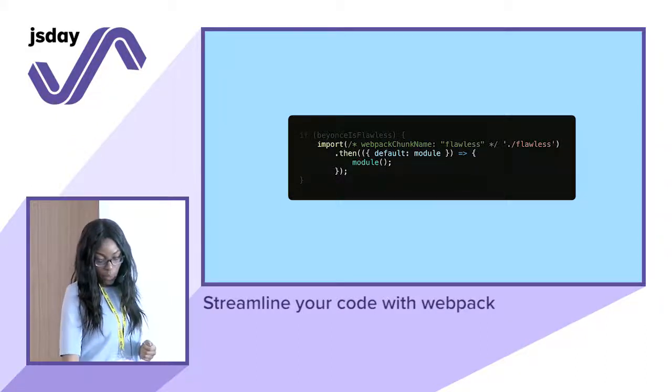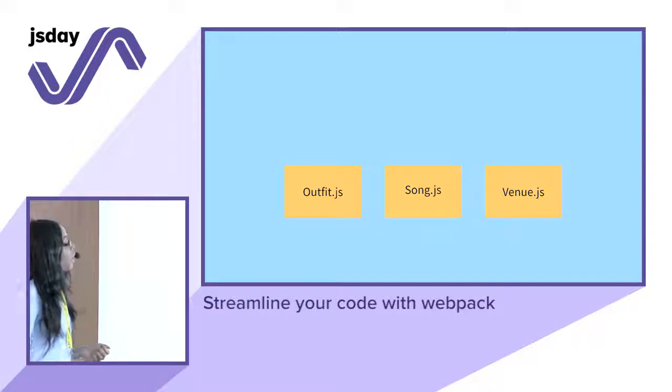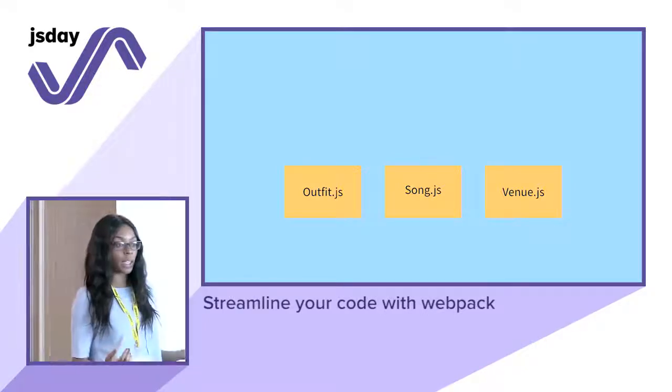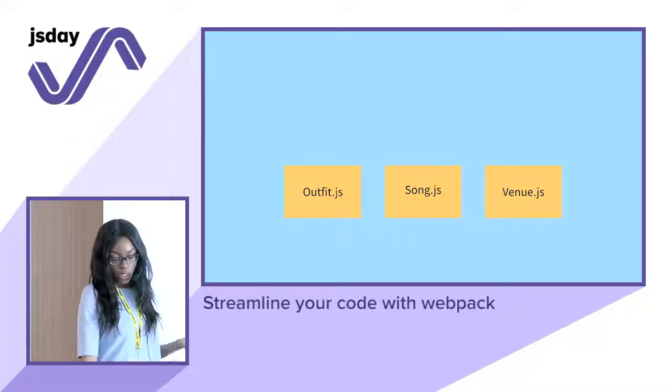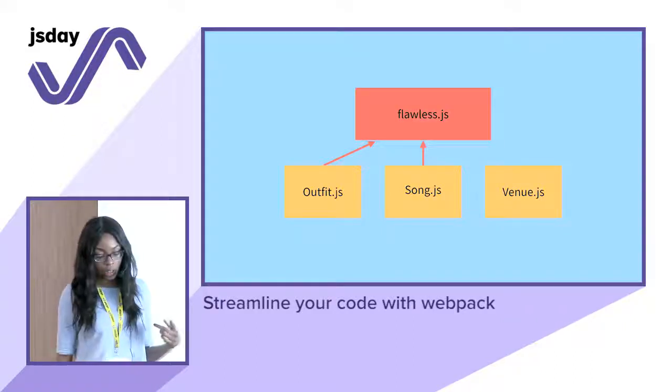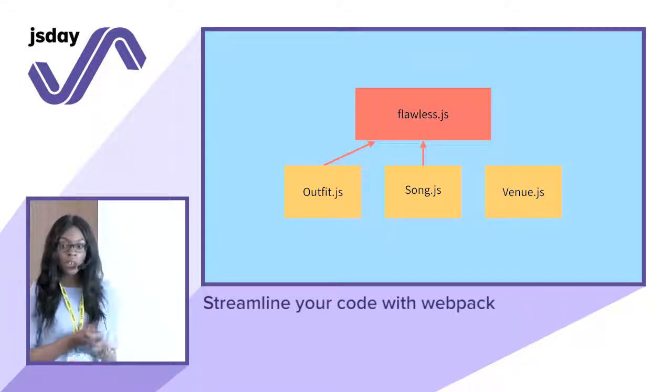To give you an example of what this looks like, we still have 3 entry points, outfit, song, and venue, but now the use of the flawless code is conditional against whatever logic. So if we decide, actually, we do need that code, we can dynamically pull in the flawless.js code on the fly at runtime if that condition is true.